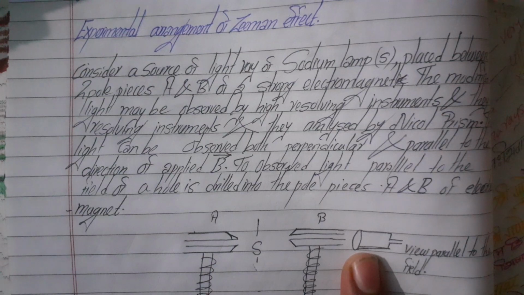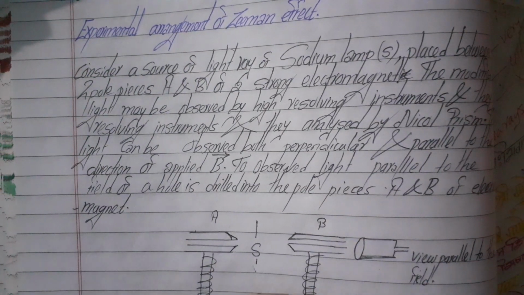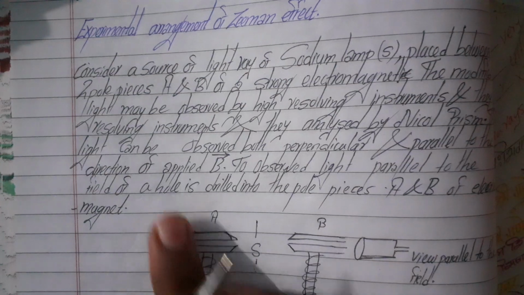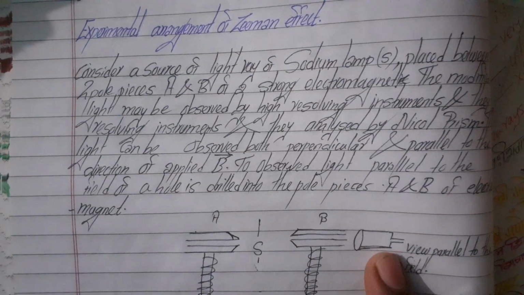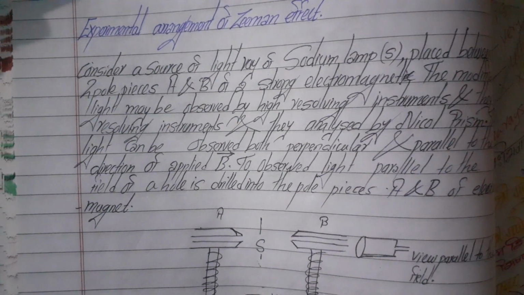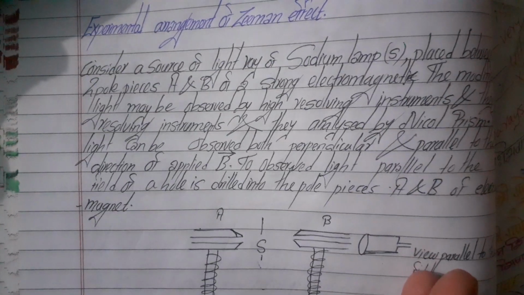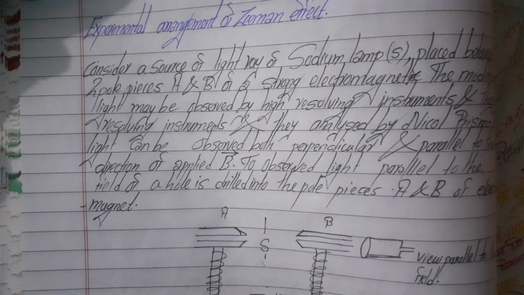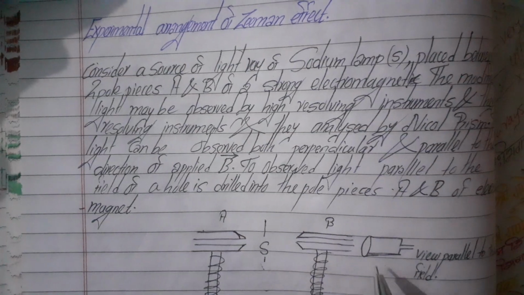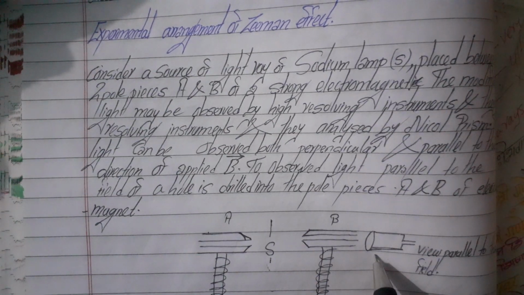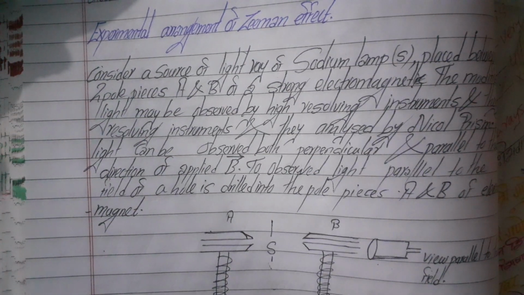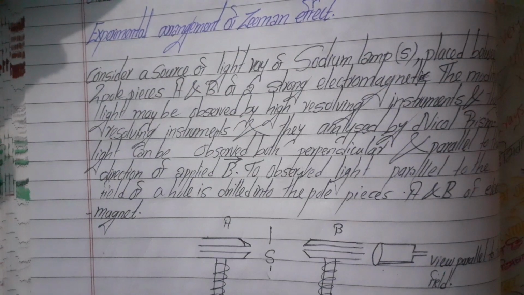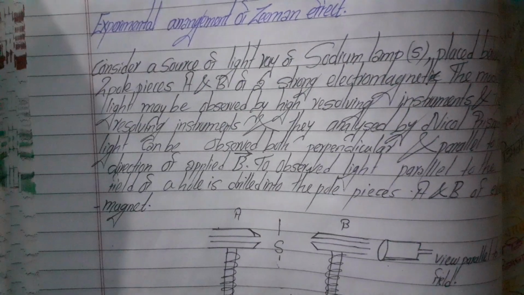A Nicol prism is used in this instrument, and we can observe either in the parallel view or in the perpendicular view. When we observe in the parallel view, the original line will not be seen, but when we observe in the perpendicular view, then we can see the original line.